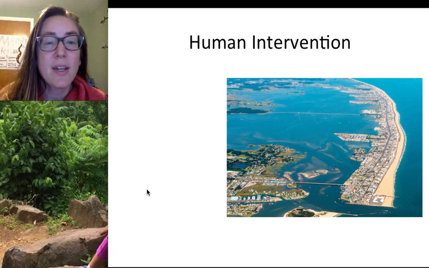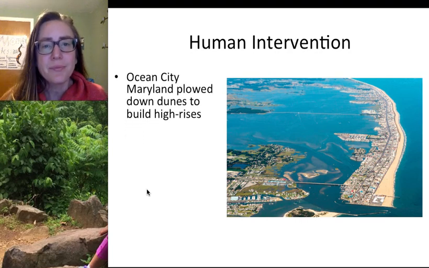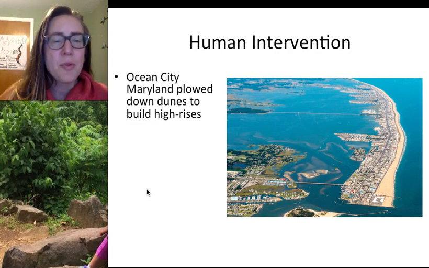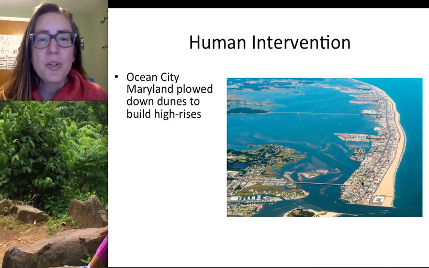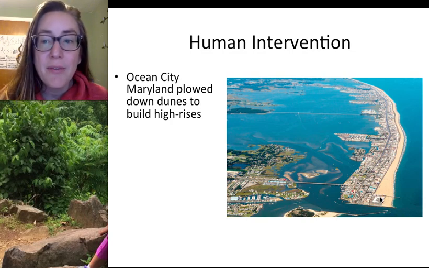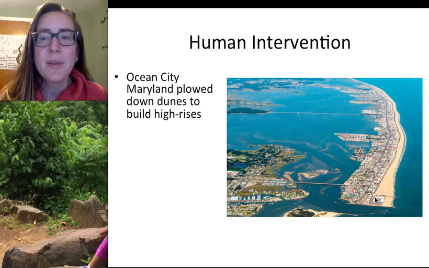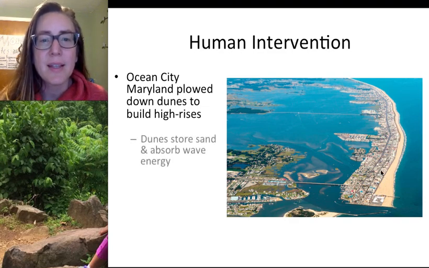And then lastly, our human intervention. So I don't know if you've ever been to Ocean City, but if you've been to Ocean City, or if you can look at this picture here, you can see that it is highly developed. So Ocean City plowed down a lot of the dunes that were here to build these high-rise hotel buildings.